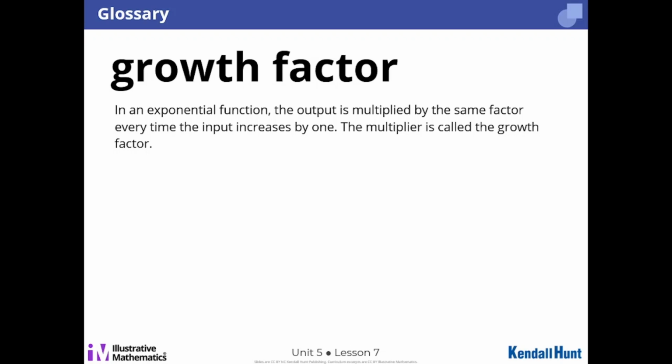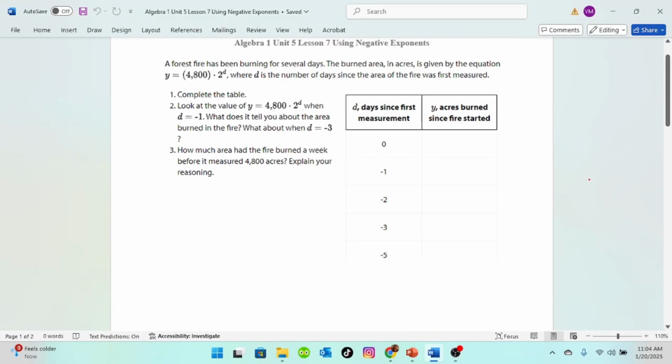We have one glossary term for this lesson, and that is growth factor. In an exponential function, the output is multiplied by the same factor every time the input increases by 1. The multiplier is called the growth factor. Now we can begin the practice problems for Unit 5, Lesson 7.